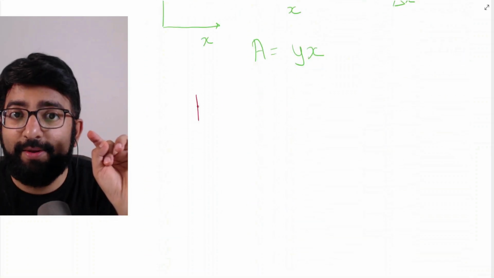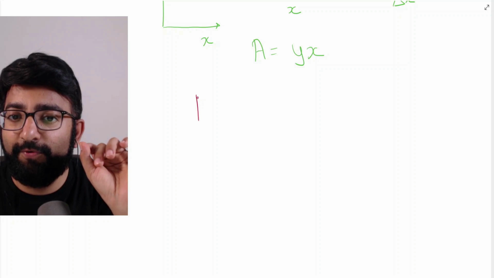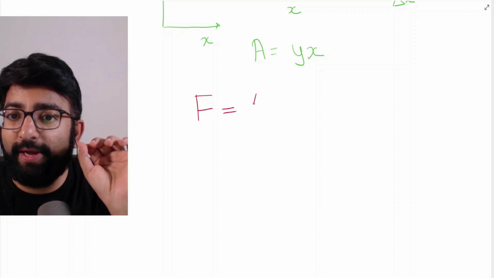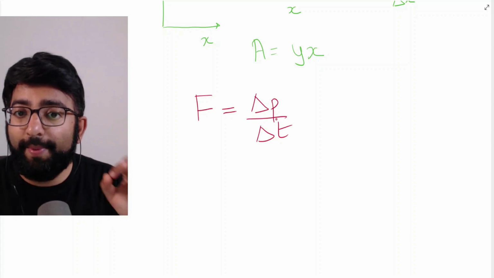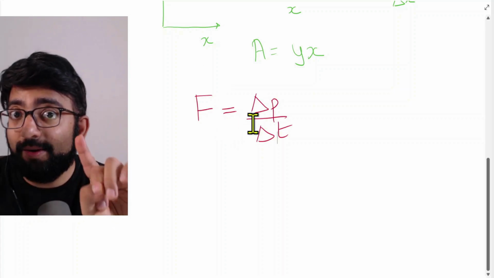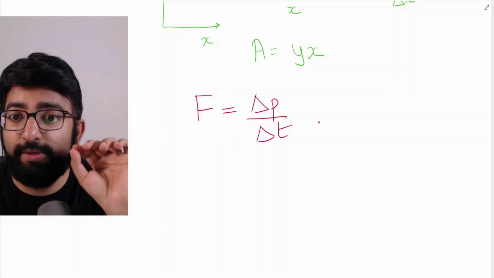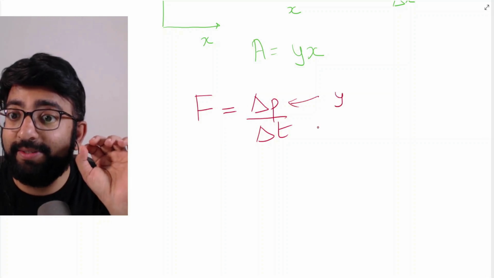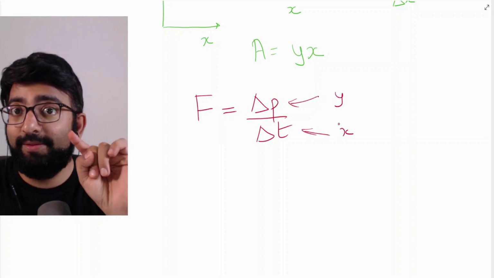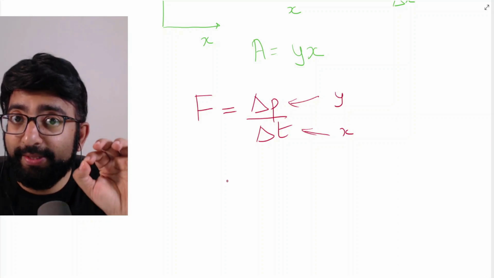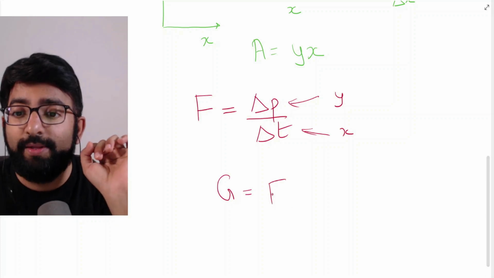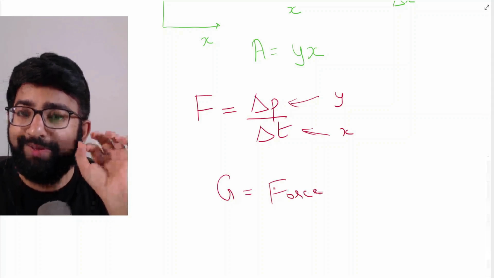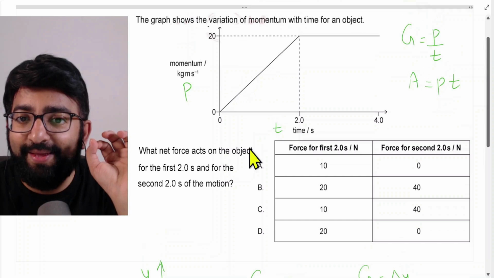The formula is the impulse momentum theorem, if you remember: force can be written as change in momentum upon time. So the rate of change of momentum is force. And in the graph given to us in the question, momentum is the y-axis, time is the x-axis. This is the gradient, which means that the gradient of the graph will give you the value of force.